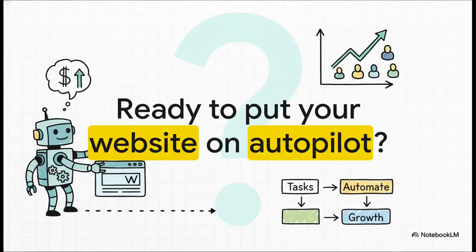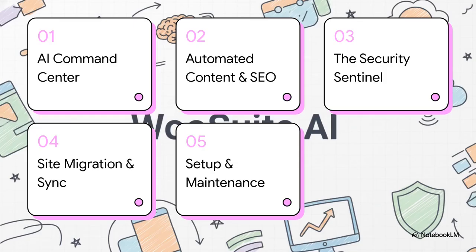Seriously, we're talking about automating all those tedious, time-sucking tasks so you can get back to what you're supposed to be doing. Growing your business. So here's the game plan for this guide. We're going to start with your AI command center, which is basically mission control. Then we'll get into the magic of automated content and SEO. After that, we'll look at the Security Sentinel, tackle site migration, and wrap it all up with setup and maintenance. Let's get right into it.